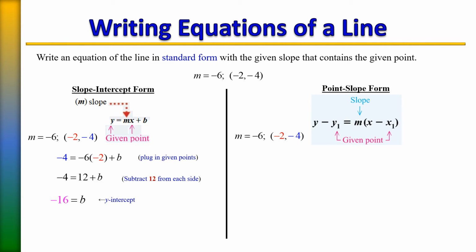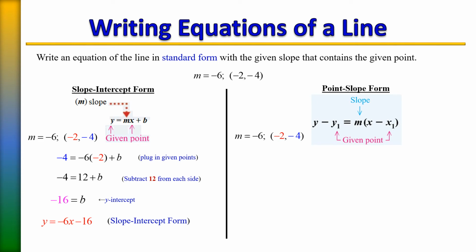Now let's put our line together in y equals mx plus b form. So y equals, m we were told is -6, so -6, and always put an x behind your slope, so -6x. We just found out that b is -16. So putting it all together, my line is y equals -6x minus 16.